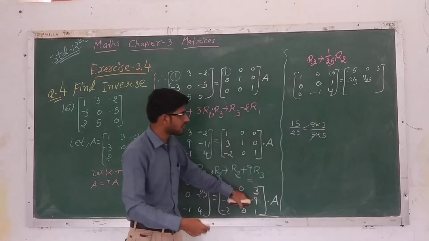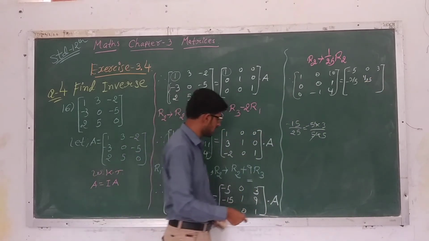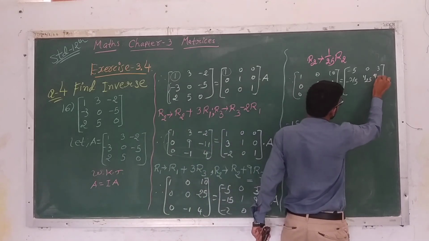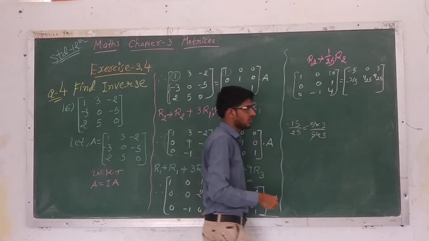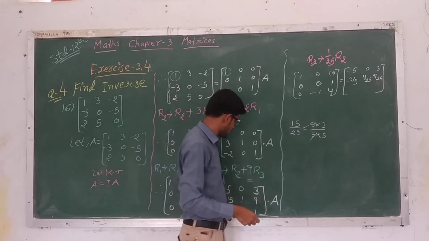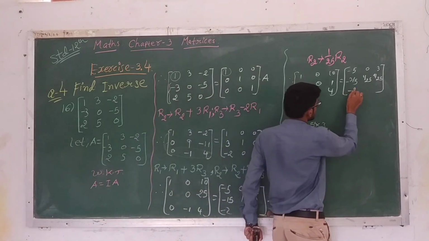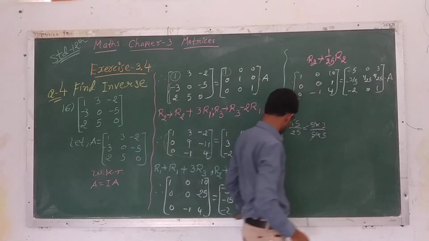And next 9 by 25. So nothing will be cancelled out. So here as it is, 9 by 25. So 3 threes are 9 and 5 fives are 25. Next, third row as it is, minus 2 0 1 into 8.